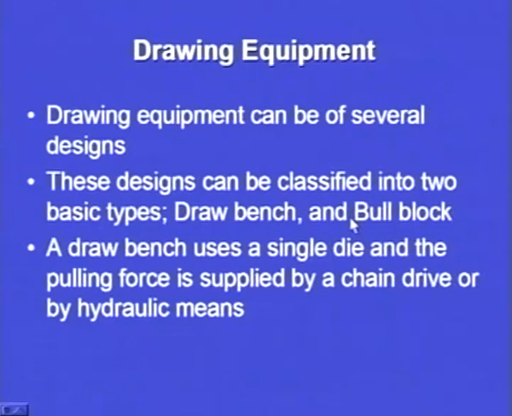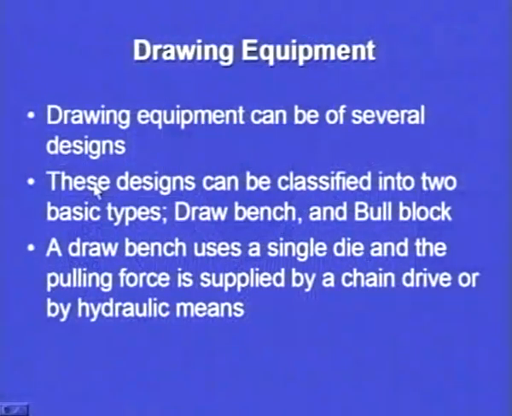Now we have seen that drawing equipment is required to reduce the cross section from a larger to a smaller cross section. If a solid wire has to be reduced from a larger cross section to a smaller cross section, or a tube has to be drawn from a larger cross section to a smaller cross section, we have to make use of drawing equipment. Drawing equipment can be of several designs.